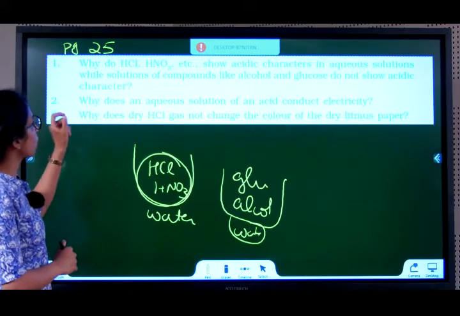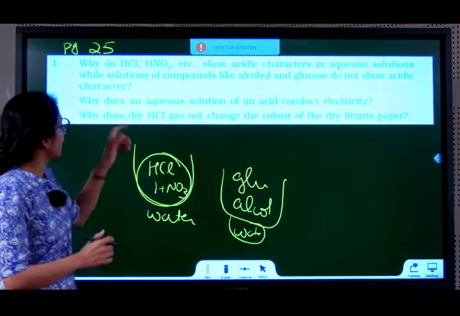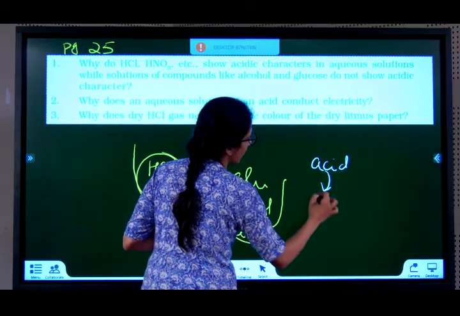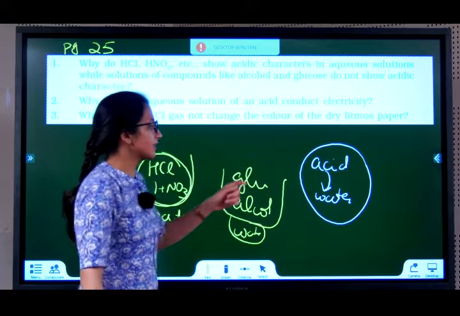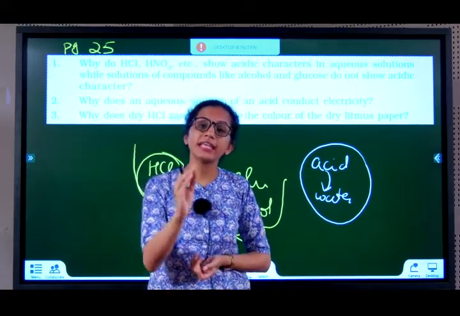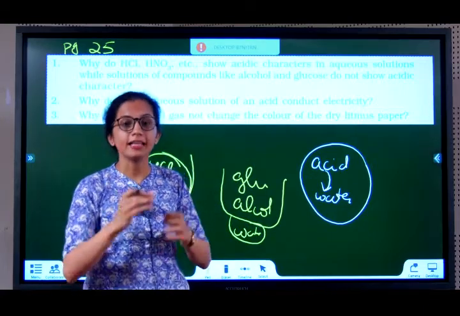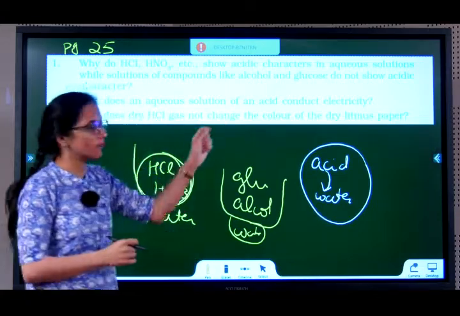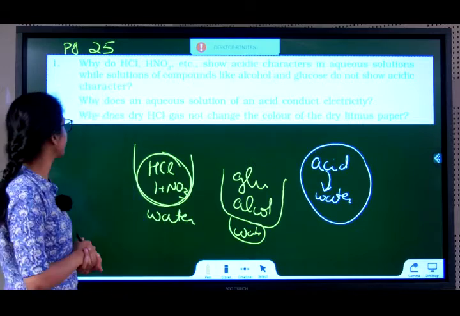Next question. Why does an aqueous solution of an acid conduct electricity? When an acid is dissolved in water to produce an aqueous solution, the acid splits up, dissociates into ions. These ions are responsible for the conduction of electricity. They behave as charges, which is why acids in water, or aqueous solutions of acid, conduct electricity.